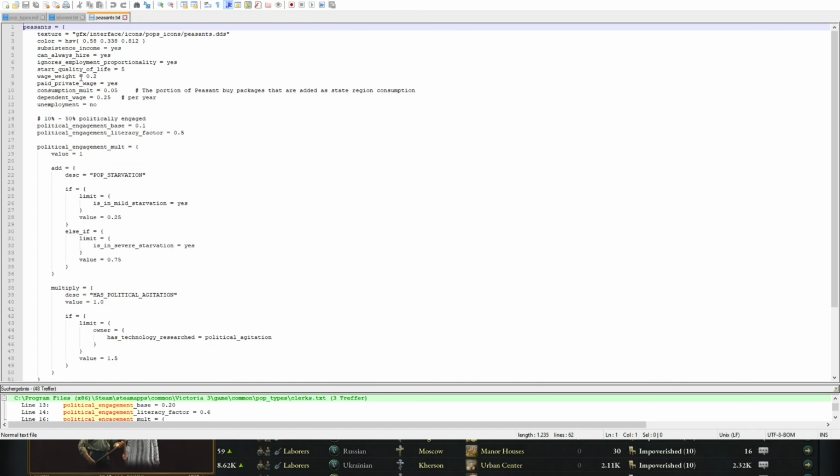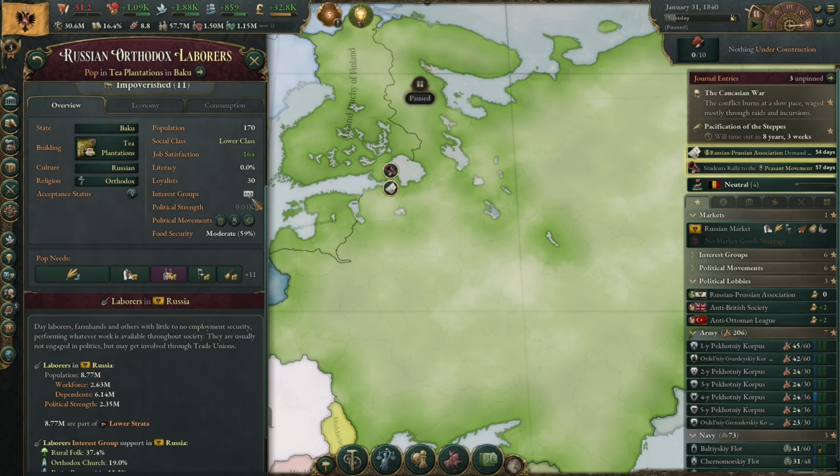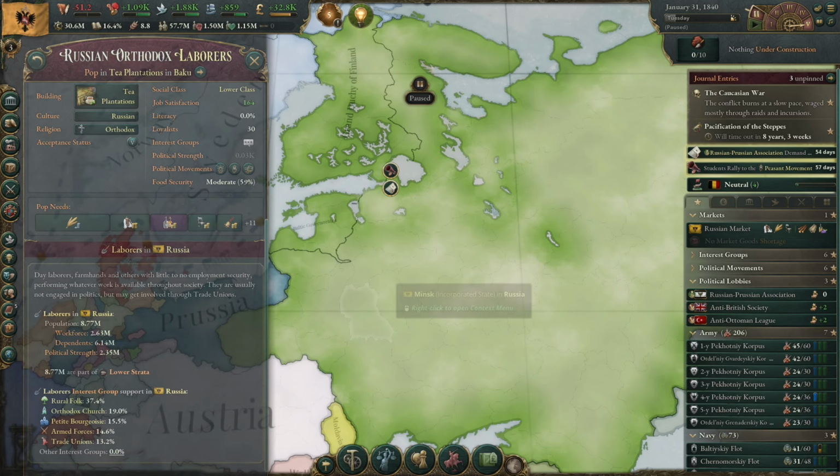Peasants are apparently 10% to 50% politically engaged, depending on the literacy. So laborers should be more helpful in dethroning the landowners in the early game, because they are more willing to take action. But I'm currently not convinced that they will have a big impact in the early game whatsoever. Currently, in my game, the politically active laborers mostly support the rural folk and the church. At least not the landowners, but not great either.